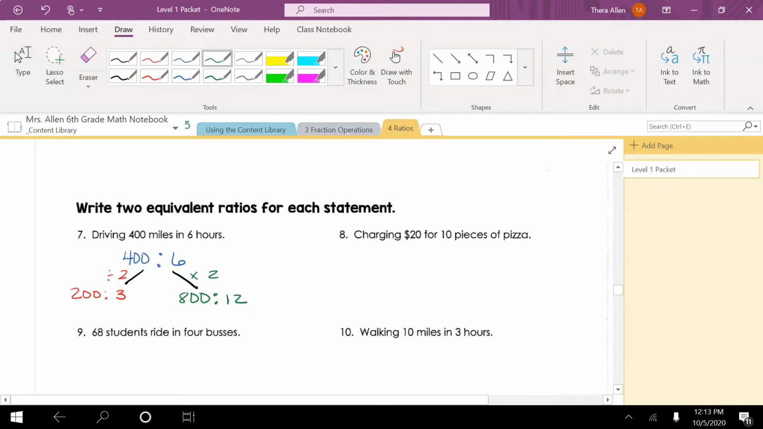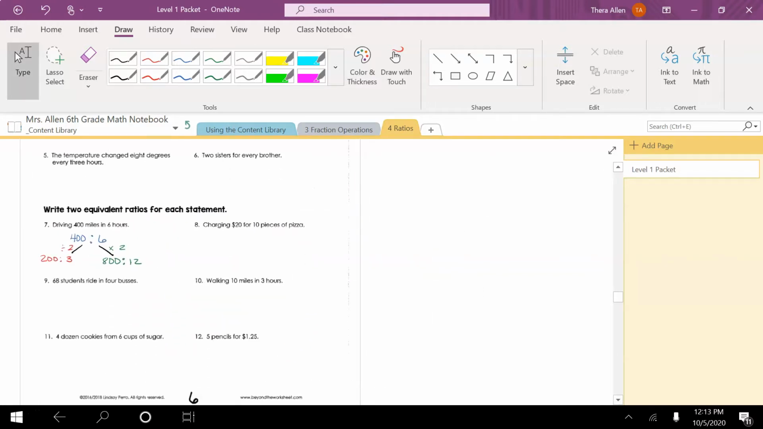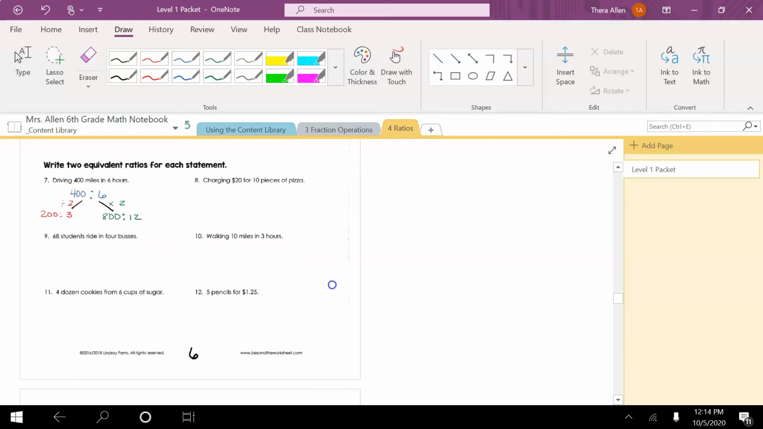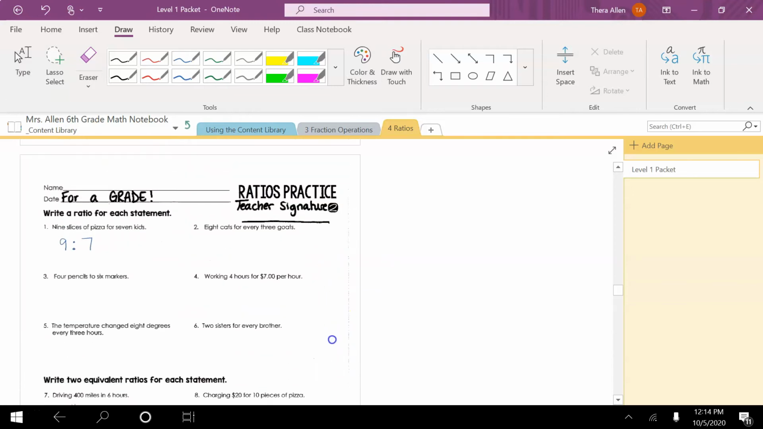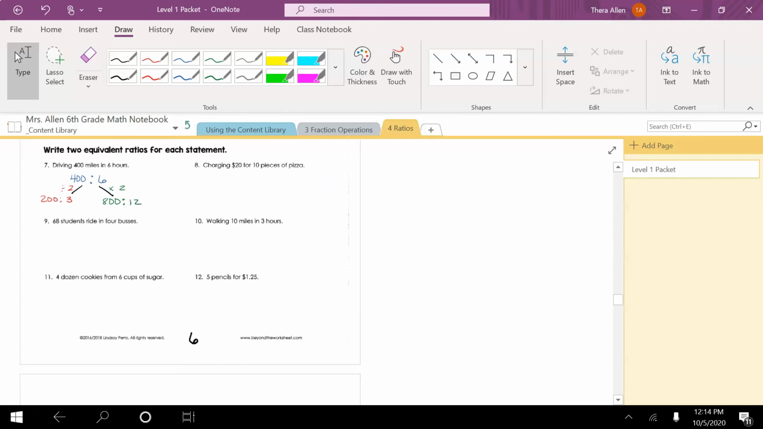It is just like coming up with equivalent fractions. You can even write them in fraction form if you choose to. But remember, whatever you do to one side, you do to the other. So you need to come up with 2 equivalent ratios. These are both going to be for a grade. So when you turn these in, or I'll just sign them, and then when you turn in your whole packet, I will grade them then.